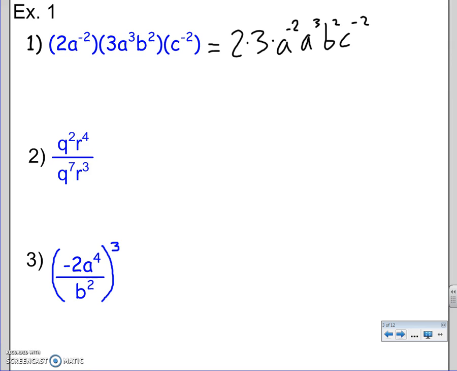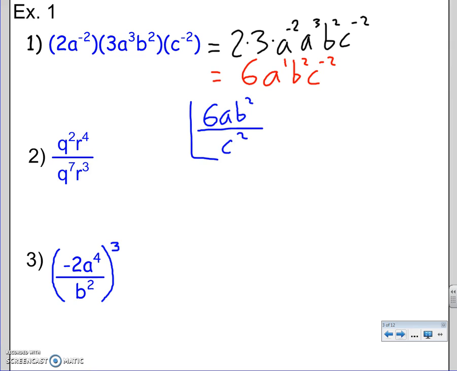Well, now we just do the simplifying. 2 times 3 is 6. A to the negative 2nd times a cubed, they're the same base, so I just add the exponents. Negative 2 plus 3 is 1, so a to the 1st power, b squared, and c to the negative 2. Alright, so I multiplied everything. Now I'm going to take care of my negative exponents. Since c to the negative 2 is on top of a fraction, I need to make this a fraction and move it to the bottom, to the other side. So c squared goes down here, and that's my answer.